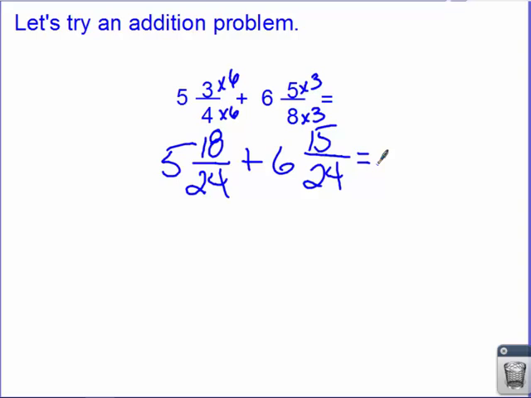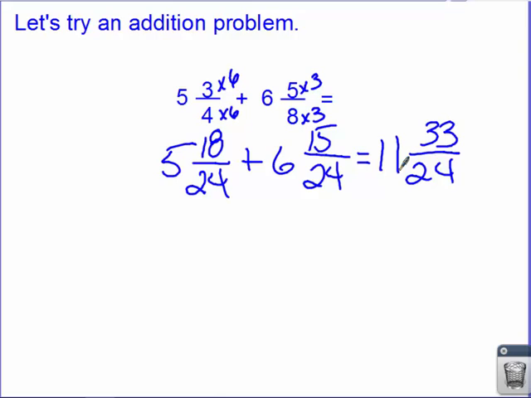So step 1, step 2 taken care of. Now step 3 is add our numerators. So we got 18 and 15, which gives us 33. We keep our denominator of 24. We add our whole parts, 5 and 6 make 11. And now last but not least, we simplify.